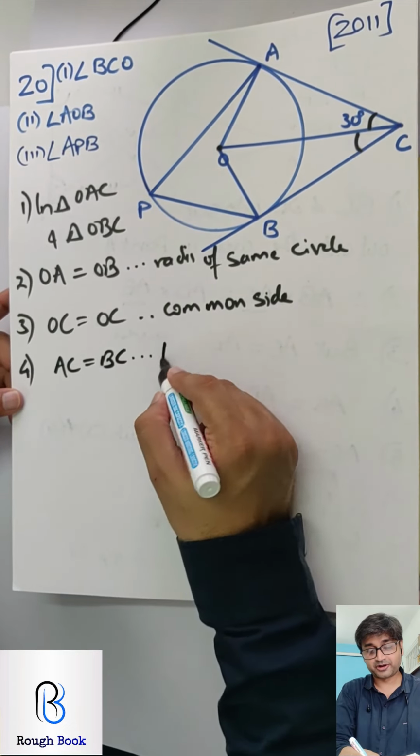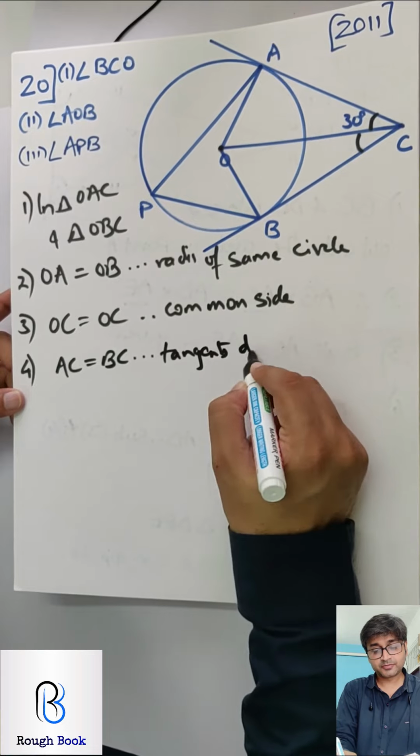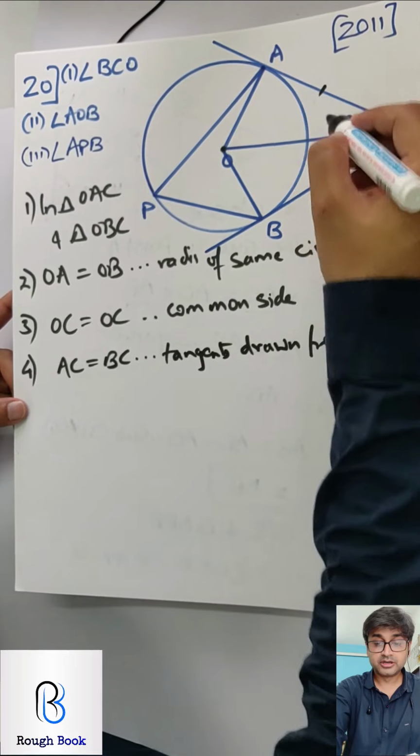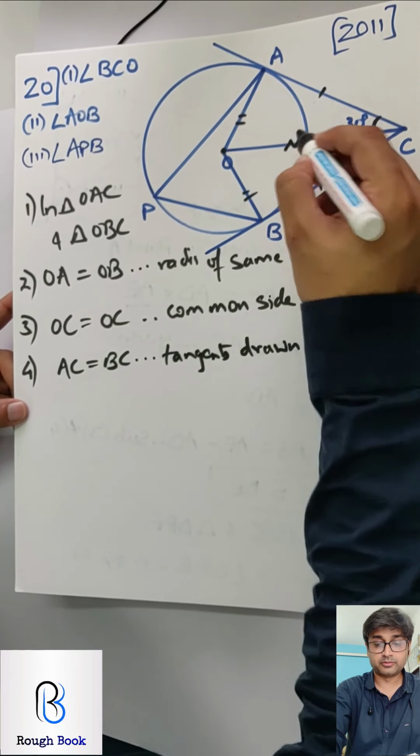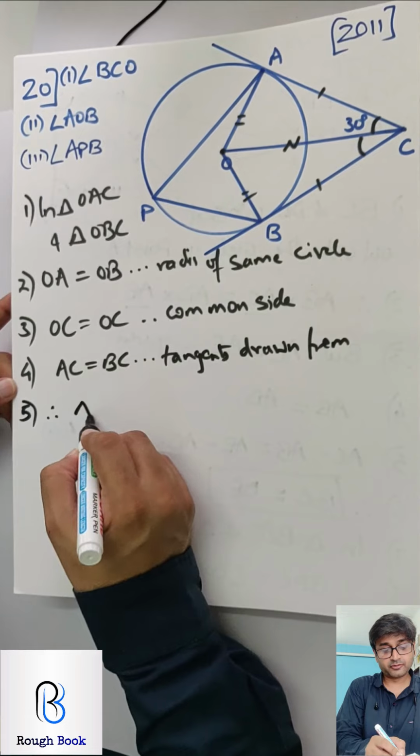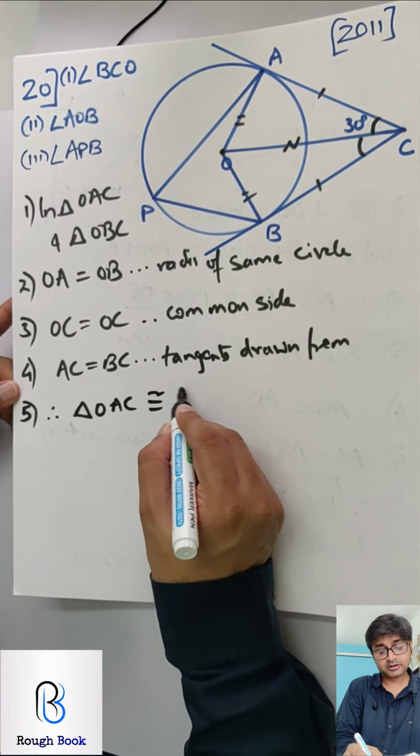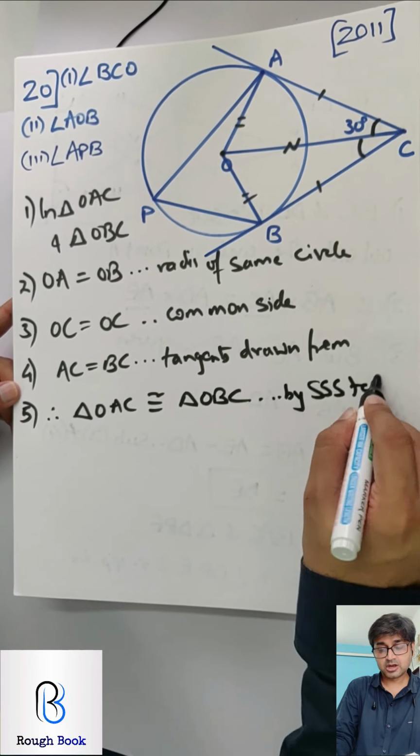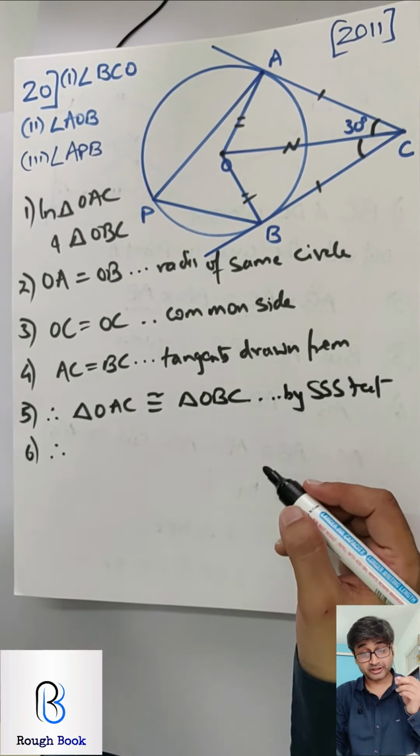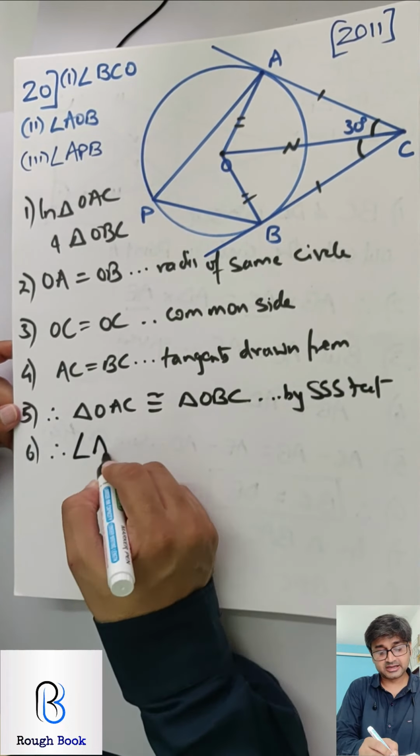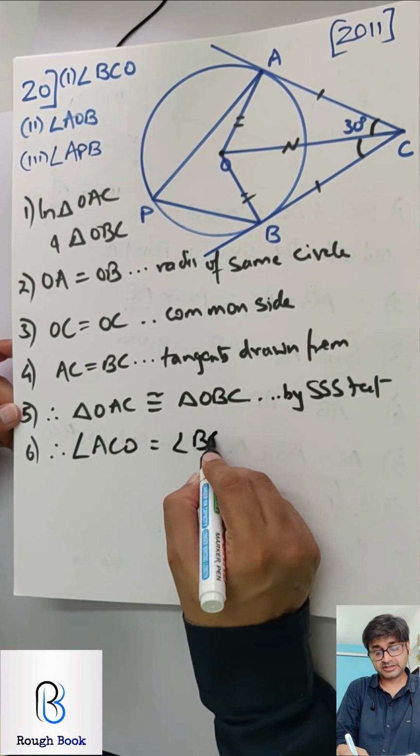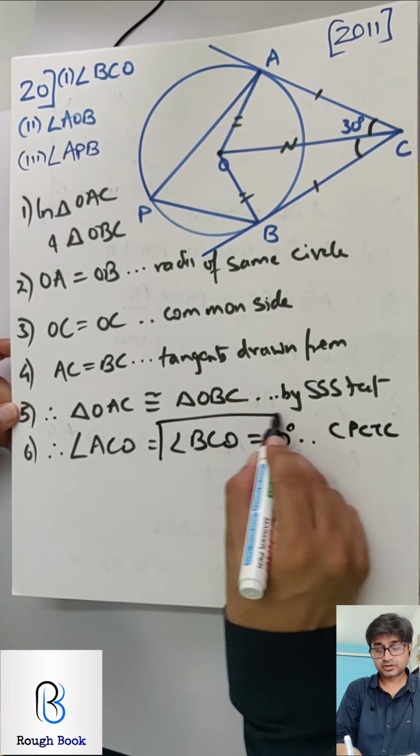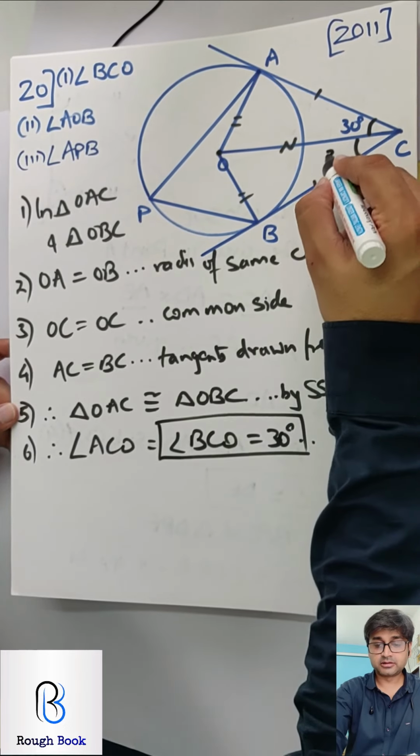Tangents drawn from an exterior point to the same circle are congruent. So this is equal, and this is a common side. And therefore we can say triangle OAC is congruent to triangle OBC by the SSS test. Once the triangles are congruent, it's very simple. Simply we can say angle ACO equals angle BCO equals 30, by CPCTC. So we managed to get our first angle, 30 degrees.